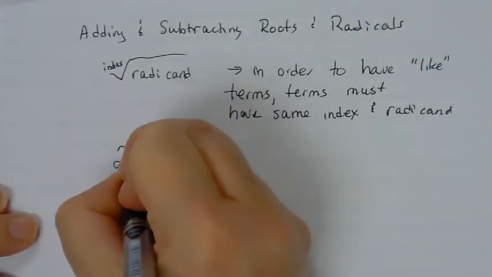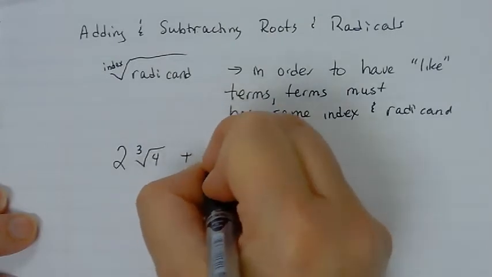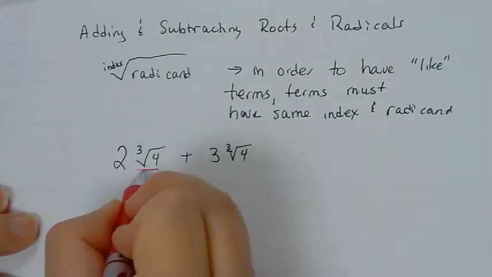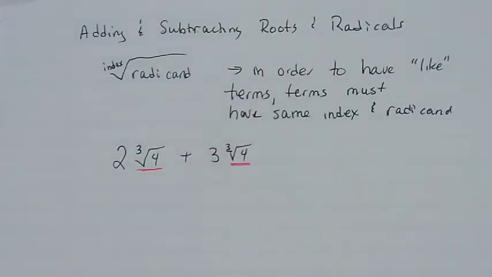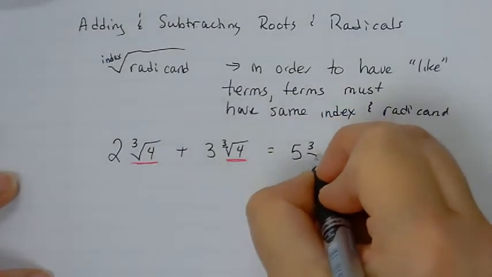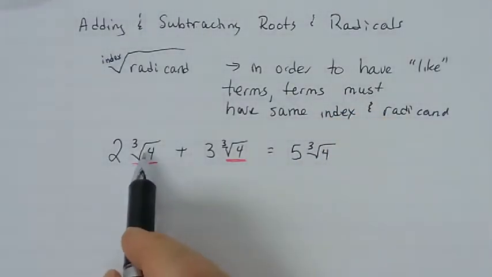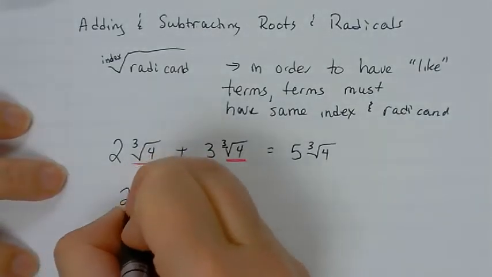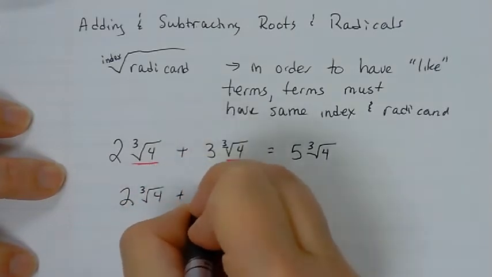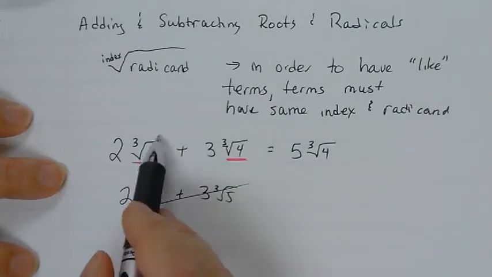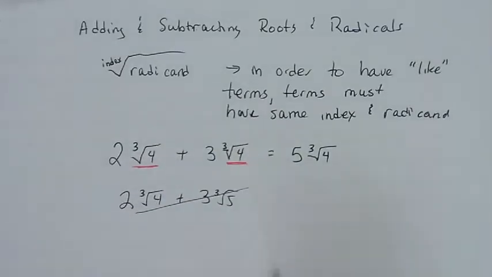If I had 2 cube roots of 4, and I wanted to add 3 cube roots of 4, I could add those together because the cube root of 4 and the cube root of 4 tell me that I have like terms. So 2 cube roots of 4 plus 3 cube roots of 4 would be 5 cube roots of 4. If anything about this was different, I could not add them together. So for instance, let's say I had 2 cube roots of 4 plus 3 cube roots of 5. Can't add them together. They're not the same. Everything about this has to be the same as this.